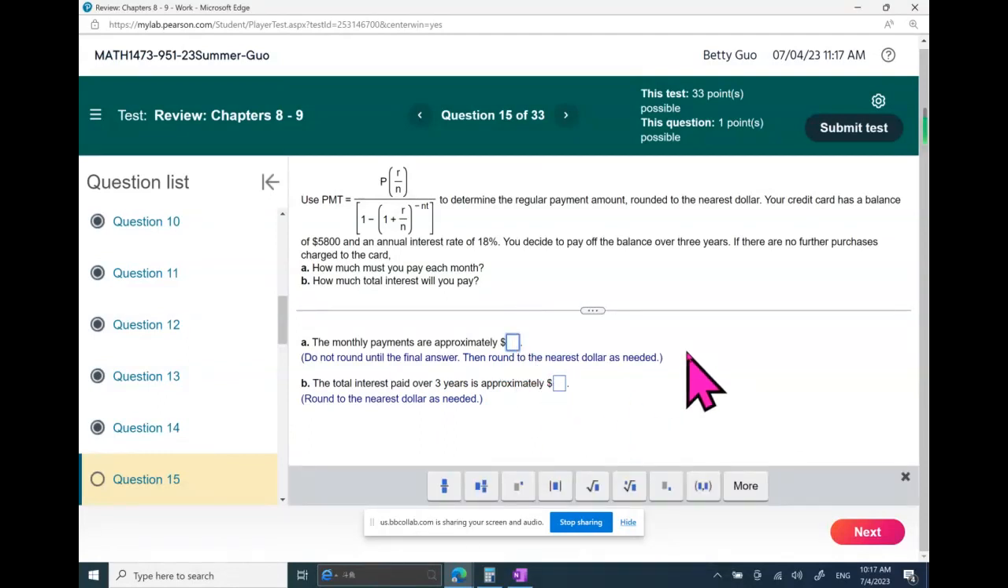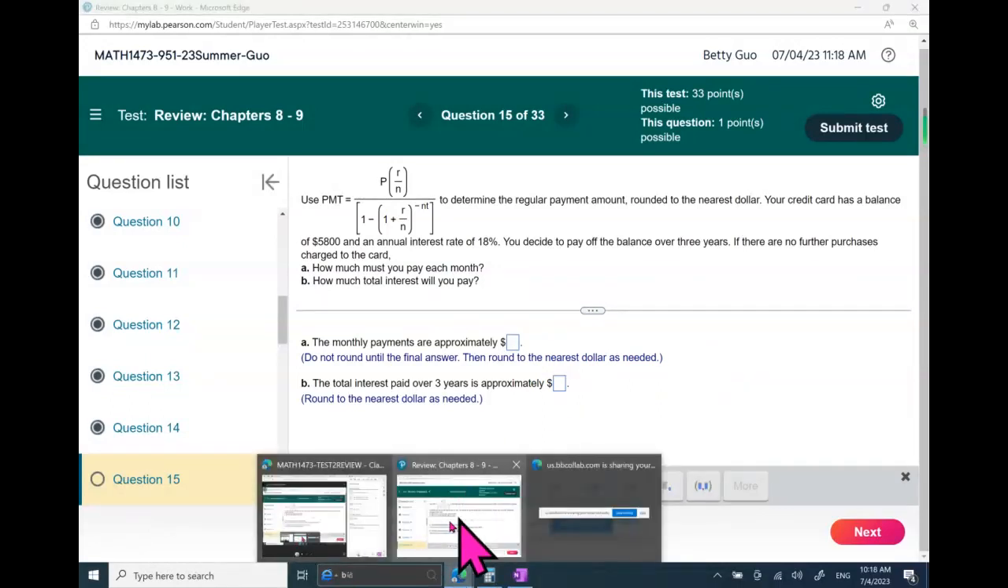Yeah, let's see. This is also a loan problem. So the money you owe, the money you want to pay back, is 5,800. Okay, let me get the information. That's the money you owe. You already borrowed, right? And annual interest rate 18%, 3 years, monthly, no further purchase charged to the card. How much must you pay by month? Okay, so we can treat this as installment, even if it's open-end. So let's go to share my calculator.